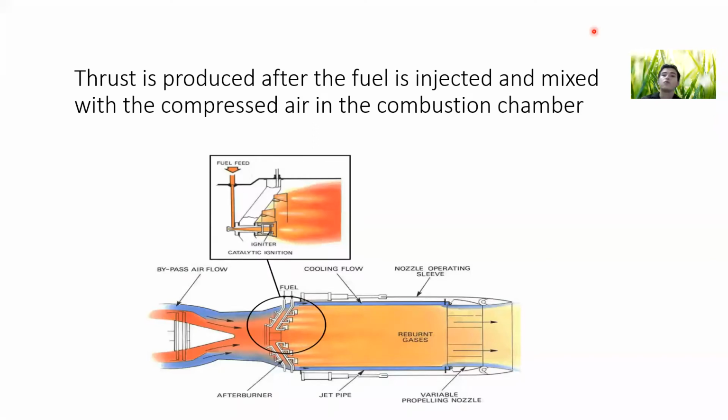Thrust is produced when the fuel is injected. Sometimes that has negligible effects like some vibration and kinetic energy, but it's usually negligible. And with compressed air in the combustion chamber, thrust can be produced.